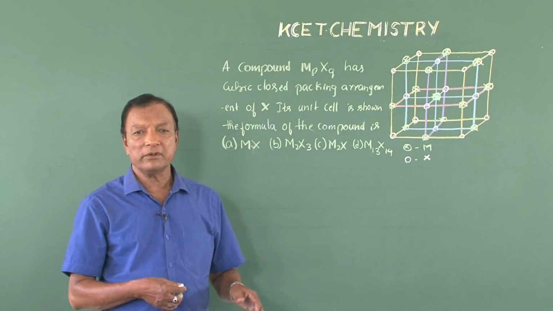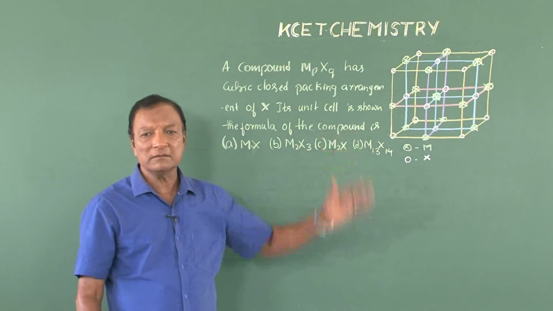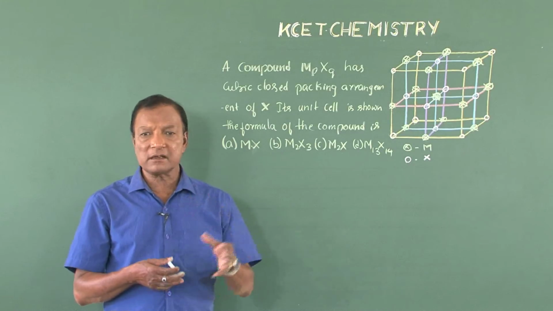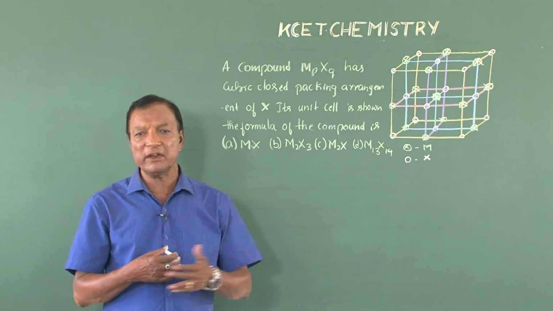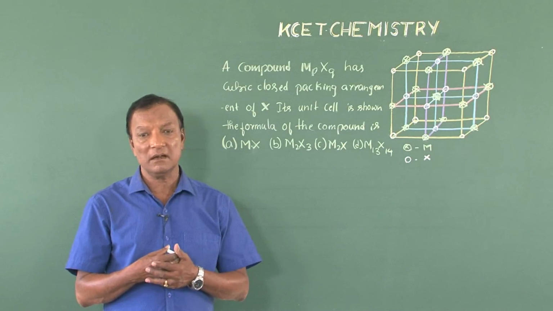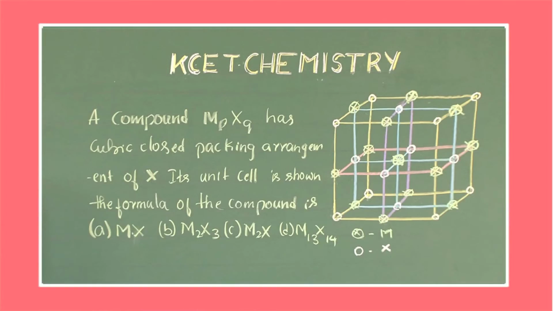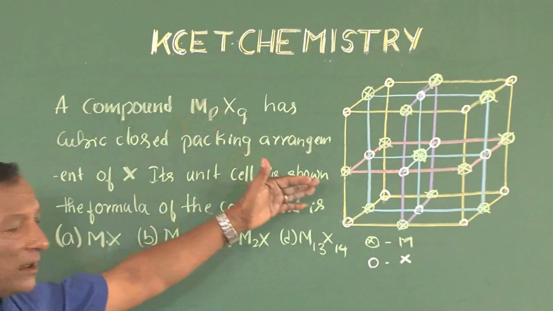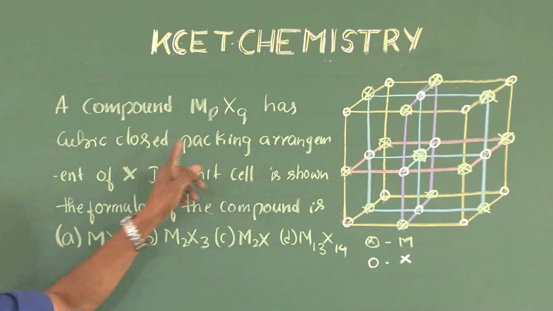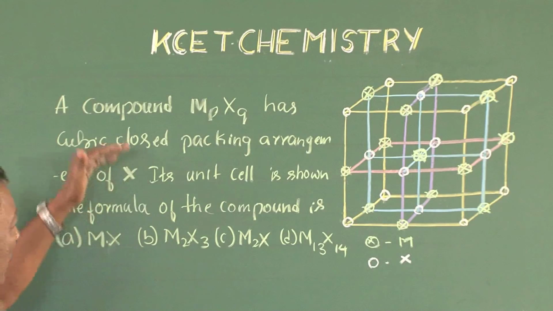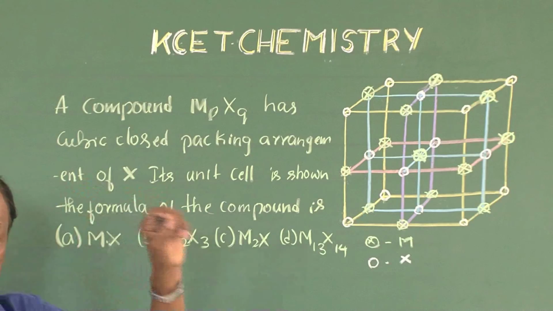In solids, we have another variety of question where the diagram or the figure is given for some kind of unit cell, and from which some information is asked. This is the one we have. A compound MPXQ. It has the crystal lattice with a particular unit cell, and that unit cell is shown. The type of the unit cell or type of the lattice is cubic close packing, where it is the cubic close packing of X.